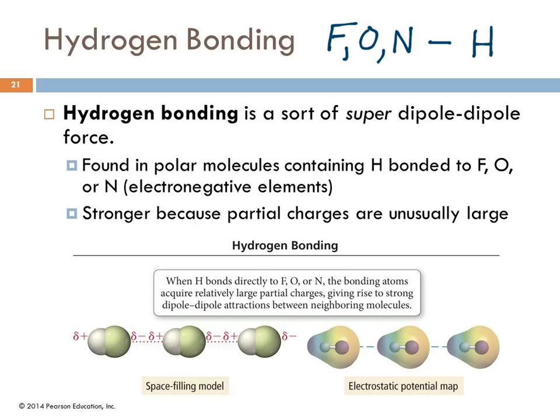So hydrogen bonding is stronger than dipole-dipole forces because the charges are different. So here we have, I think this is hydrogen fluoride or some similar thing, probably hydrogen fluoride. So the hydrogen end is partially positive, the fluoride end is partially negative. The partial charge here is larger than on a regular polar molecule. And because of that higher charge, the force of attraction is greater.